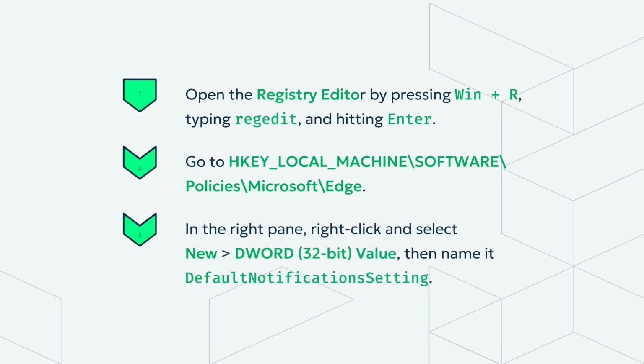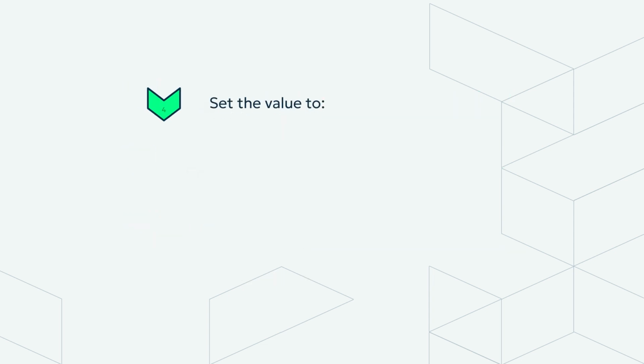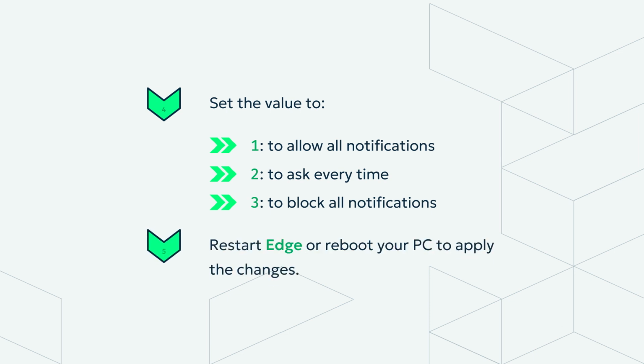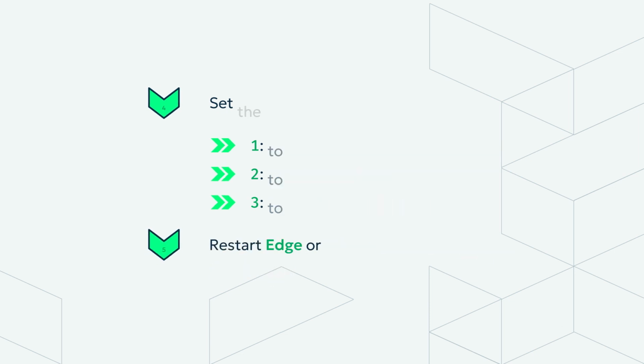In the right pane, right-click and select New DWORD 32-bit value. Then name it DefaultNotificationsSetting. Set the value to 1 to allow all notifications, 2 to ask every time, 3 to block all notifications. Restart Edge or reboot your PC to apply the changes.